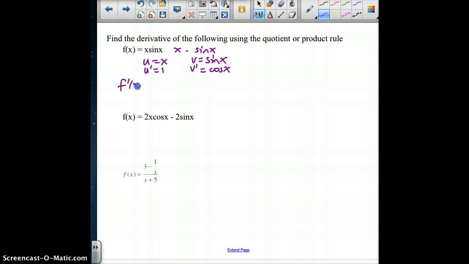The derivative, now that we've got the setup, is u times v prime plus v times u prime. Now with the product rule, the order really doesn't matter. As long as you do the derivative of one times the original of the other function, plus the derivative of the other times the original, then you're fine. Because when you're adding, the order doesn't matter. So there's our derivative. However, when you're subtracting, like in the quotient rule, the order does matter.